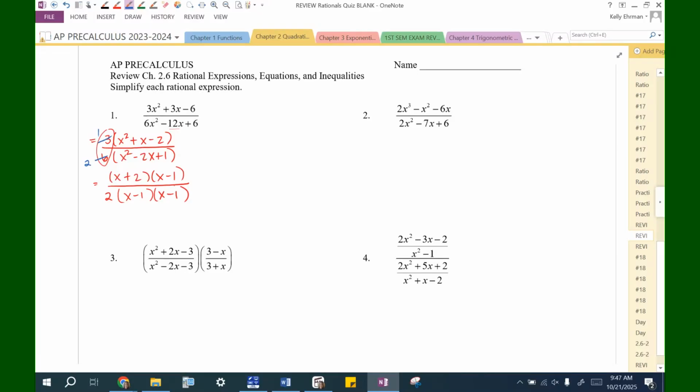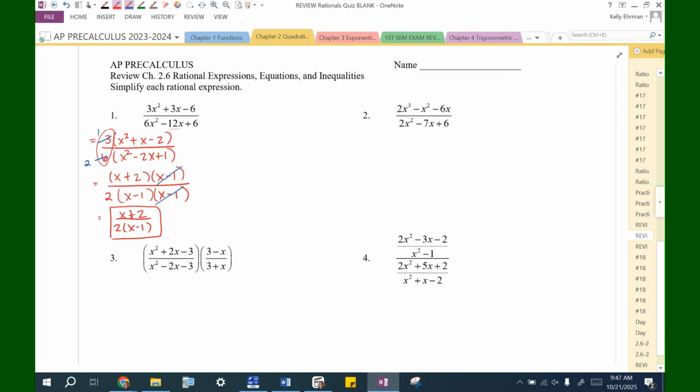And what else can we cancel? We can cancel one of the x minus 1s in the bottom with the one on top. And so I'm left with x plus 2 over 2 times x minus 1. Remember, we are leaving denominators in factored form. There's no reason to distribute the 2. And we're factoring as much as we can in the numerator so that we can cancel factors if possible.